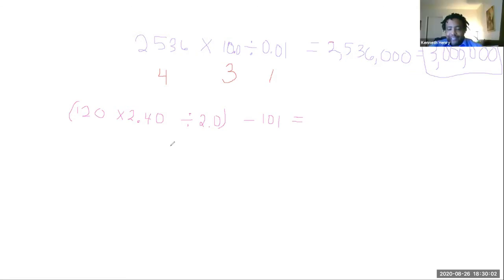Plug it into a calculator. I'm not your calculator. No, the first number. Oh yeah, that's 120. What, you expect me to just give you answers? 14.4 minus 101. And then we're going to have 2. So 4.4. Negative.